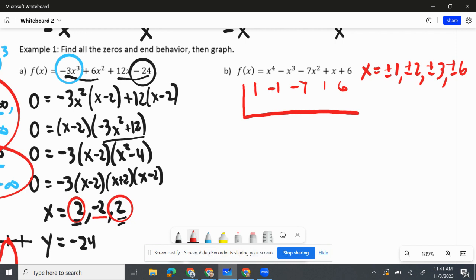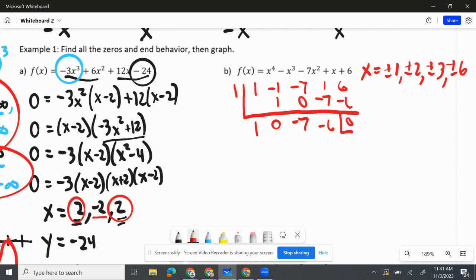1 + 1 + 6 is 8. -1 - 7 is -8. So I know that 1 is one of the answers. So I bring down the 1. 1 times 1 is 1. 1 times 0 is 0. 1 times -7 is -7. 1 times -6 is -6. So that's one of the answers.